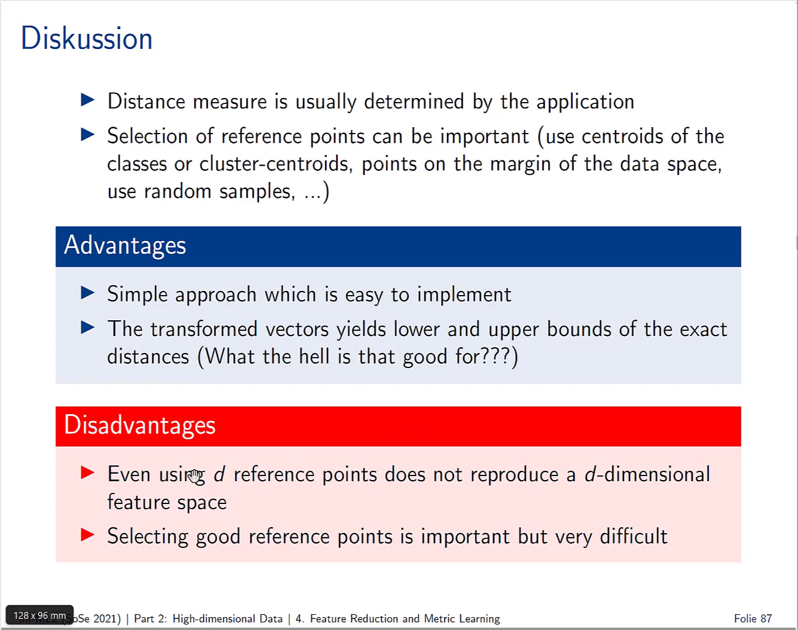However, there are some downsides. Even using d reference points does not reproduce the d-dimensional feature space. So if you have a d-dimensional original feature space, using d reference points does not mean that we get the same feature space as before. Which is sometimes a little unintuitive, but that's how it is. And the selection, as I said before, is important. Selecting good reference points can be extremely important, but can also be very difficult. That is the downside of this method. So that was reference point embedding.